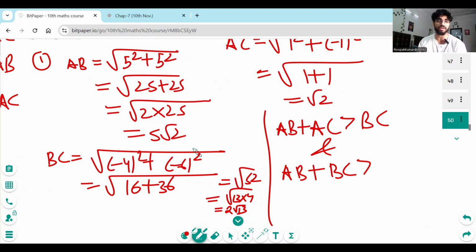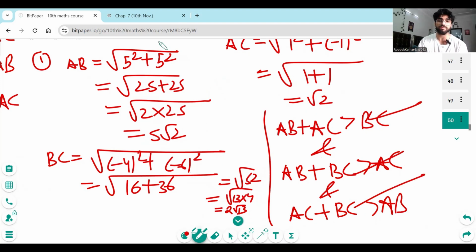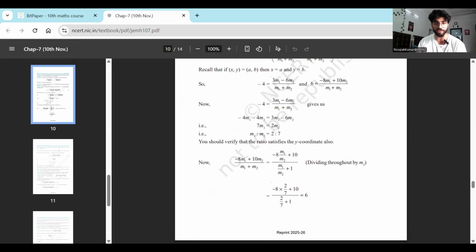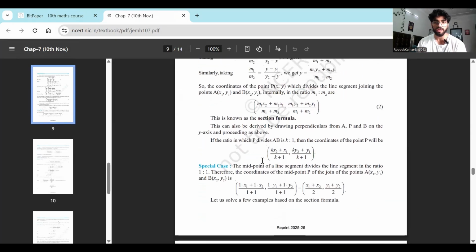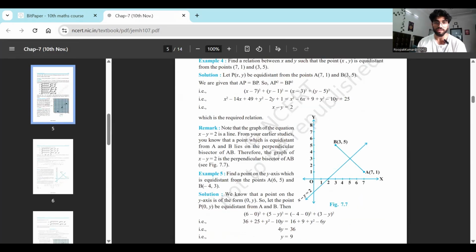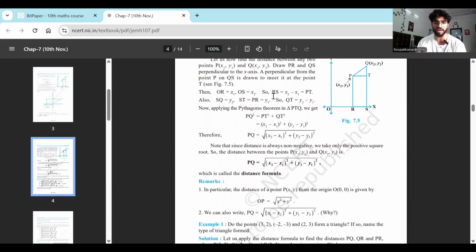So AB plus BC is greater than AC, and you will check for the other one also, AC plus BC, you will get greater than AB. All three are satisfying. Okay, if you don't believe me, you can plug in the value, though if we don't plug in the value, that is also fine. If I show you in the NCERT, they must have plugged in the value. In the exam, they will give the value, don't worry.